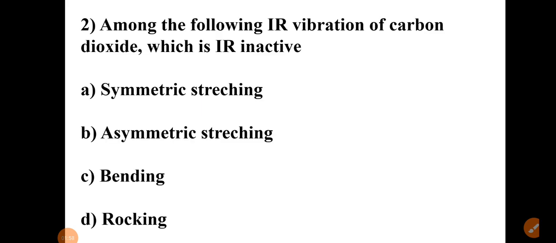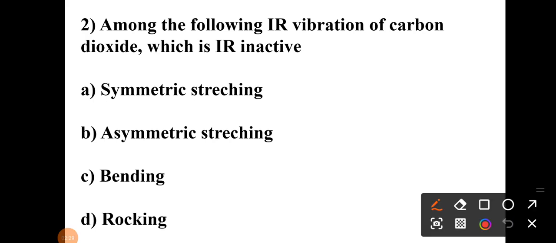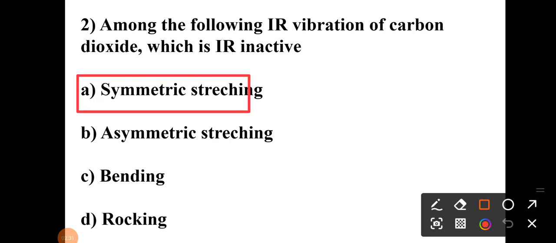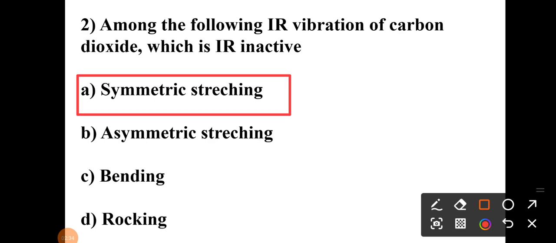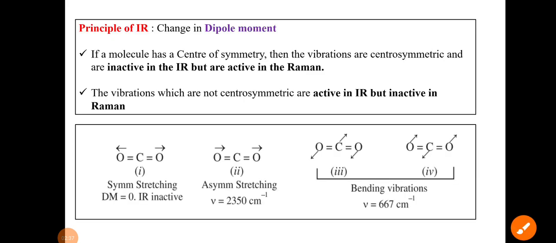Okay, so the next question. Among the following IR vibrations of carbon dioxide, which is IR inactive? The options are symmetric stretching, asymmetric stretching, bending, and rocking. These are the stretching and bending vibrations of IR, but which one is IR inactive? Carbon dioxide has different stretchings and bendings. So what is the answer here? That is the symmetric stretching. It is IR inactive. Let's see how it is IR inactive.